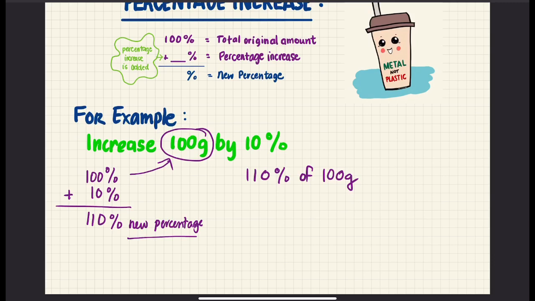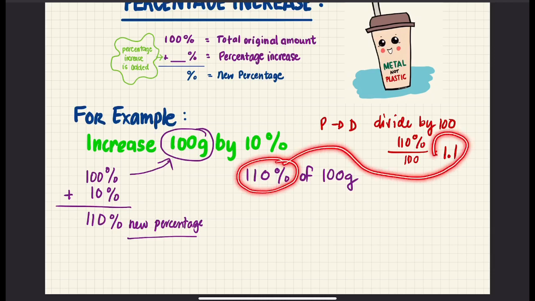But remember, you cannot calculate using a percentage. The percentage needs to become a decimal, okay? So if you remember, for percentage to decimal, we need to divide by 100. So 110% divided by 100 is equal to 1.1, okay? So this is now this.